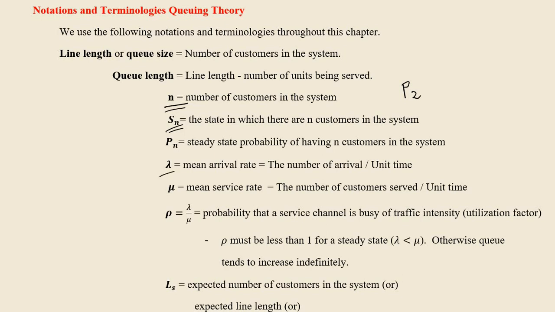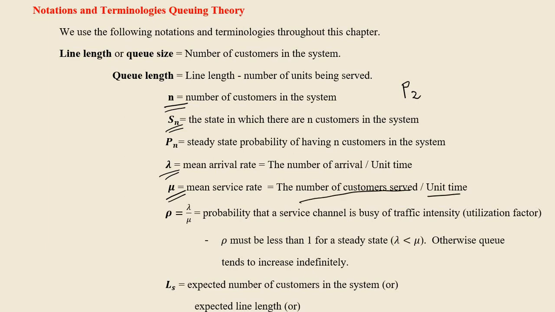Lambda and mu, we talked about these earlier in the characteristics of queuing theory. The same thing here: lambda means the mean arrival rate, measured by the number of arrivals per unit time, and mu is the mean service rate, how they are being serviced, that is equal to the number of customers serviced per unit time.